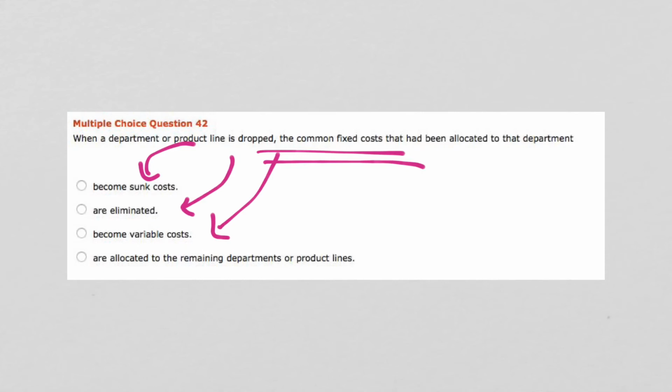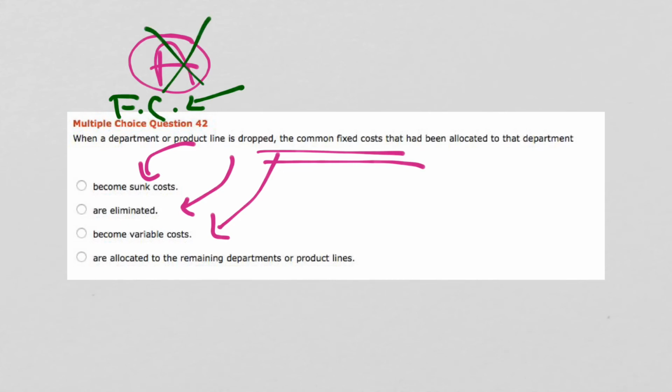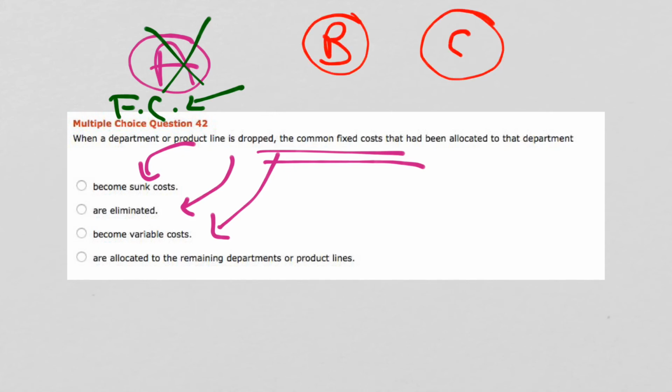And the way to look at it is, again, common fixed costs are unavoidable. And thus, if we drop product A, where we had been allocating a certain amount of unavoidable or fixed cost, we drop that product, oops, gone. So now we have to look to other products that we're doing, and those costs are going to have to be allocated to those other products.